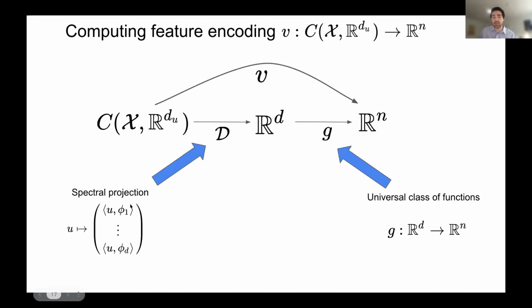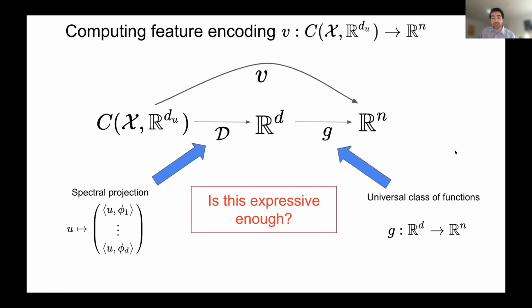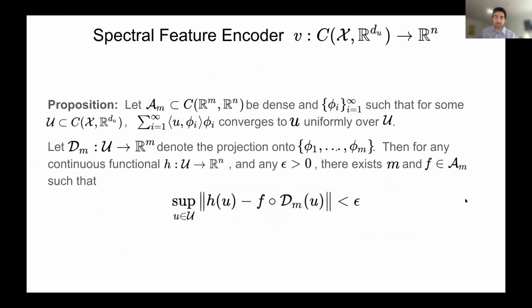We could also use something like a wavelet basis here. Wavelets have very nice properties and have seen a lot of success in certain signal processing applications. So is this going to be expressive enough to approximate any kind of functional from our space of input functions to R^n? The answer is, under some assumptions, of course, yes. What we require is uniform convergence of the spectral expansion of our input function u along this basis, which is a bit easier to happen when everything is compact.